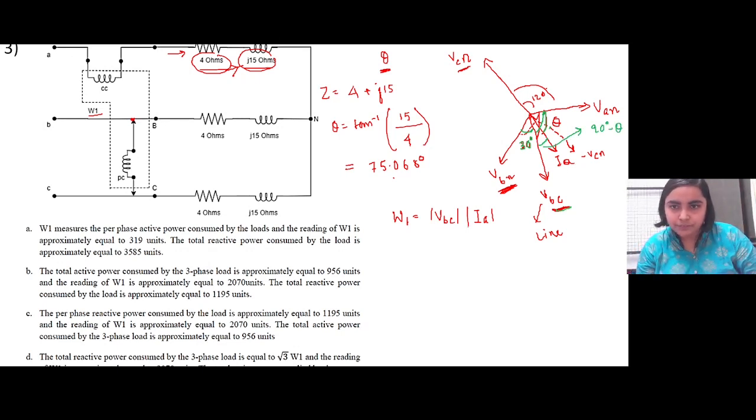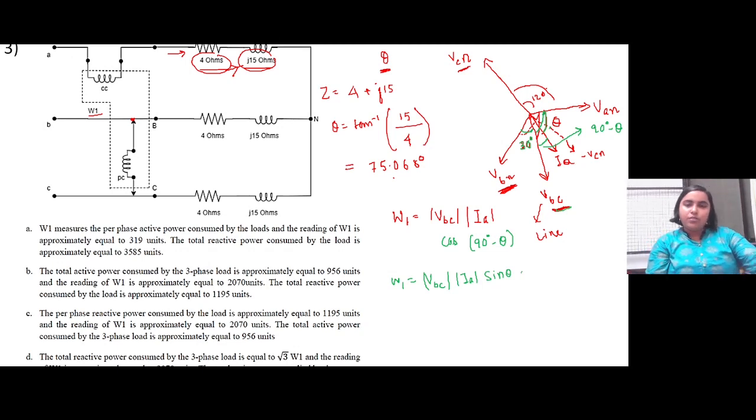So the W1 reading will be the cos of this angle, which is 90 degrees minus theta. So we can replace W1 by VBC IA cos of 90 minus theta, which is sin theta, right? Now we need to calculate what we are given here.